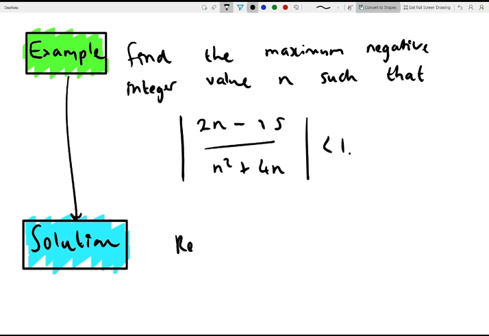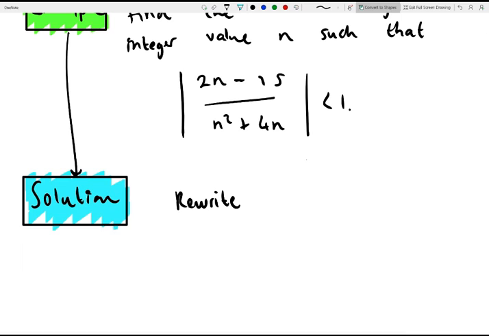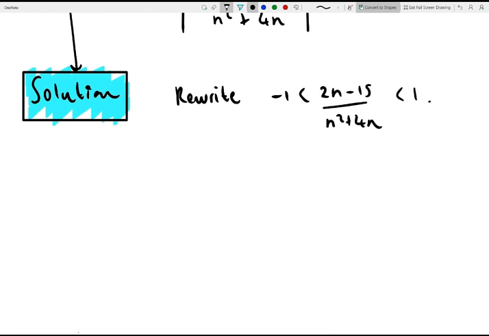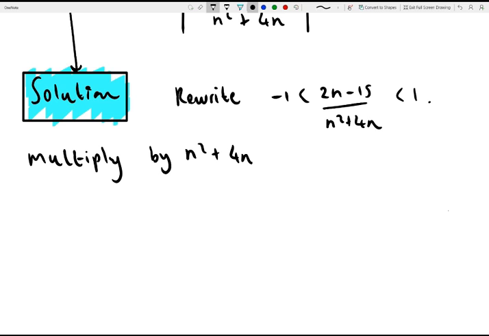first of all, let's rewrite this equation as minus 1 is less than (2n minus 15) divided by (n squared plus 4n) is less than 1. And we can go ahead and multiply by n squared plus 4n. So we get minus n squared minus 4n is less than 2n minus 15, which is less than n squared plus 4n.